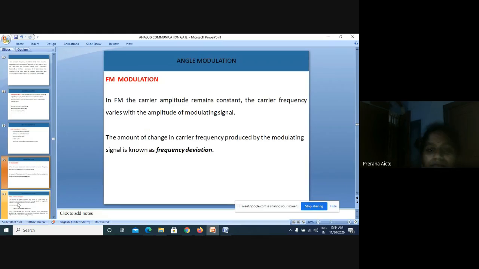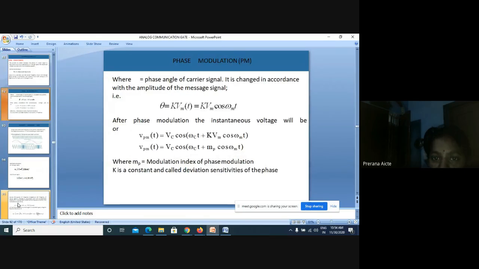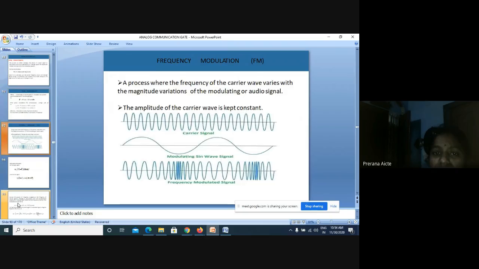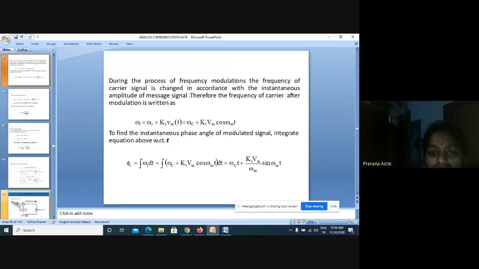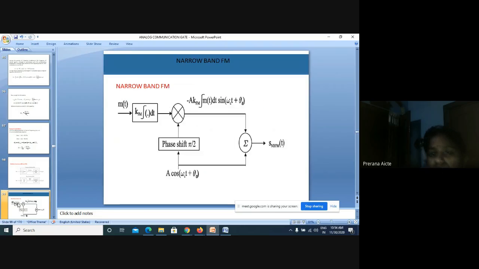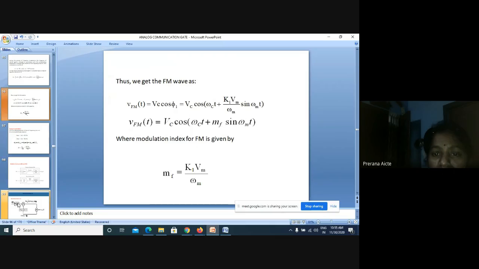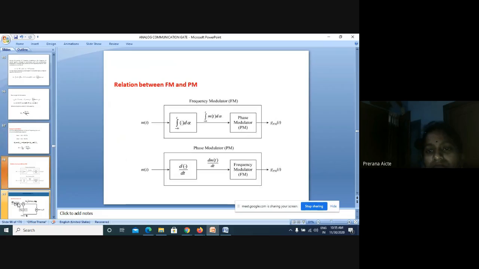Just now I said angle modulation: FM and then PM. Angle modulation: s(t) = A cos(omega_c t + K_p m(t)). Once you derive this, this will be your message signal, carrier signal, and then FM. The modulation index mf will be equal to Kf into Vm by Kf into Am or Vm. We can write it as Am divided by 2 pi. Sorry, Fm. So what is the relation between FM and PM?